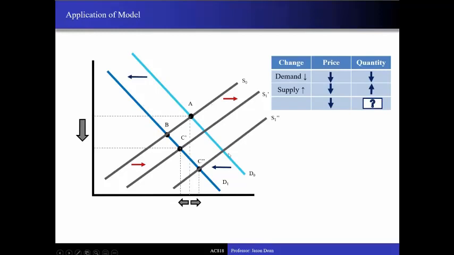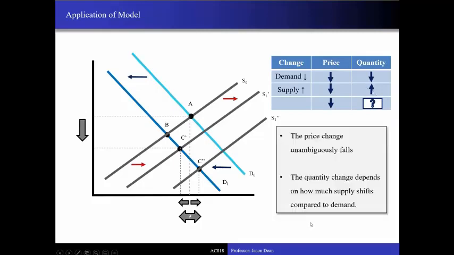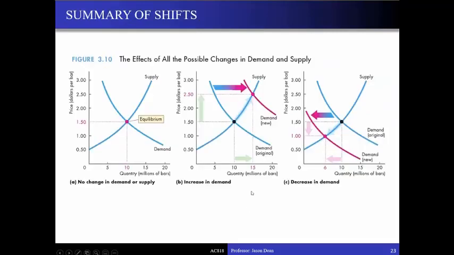And then if the supply curve shifted more than the demand curve, in this case the quantity would fall because the demand curve effect dominates. But if the supply curve shifts much more than the demand curve, then the quantity change associated with the supply curve would dominate.